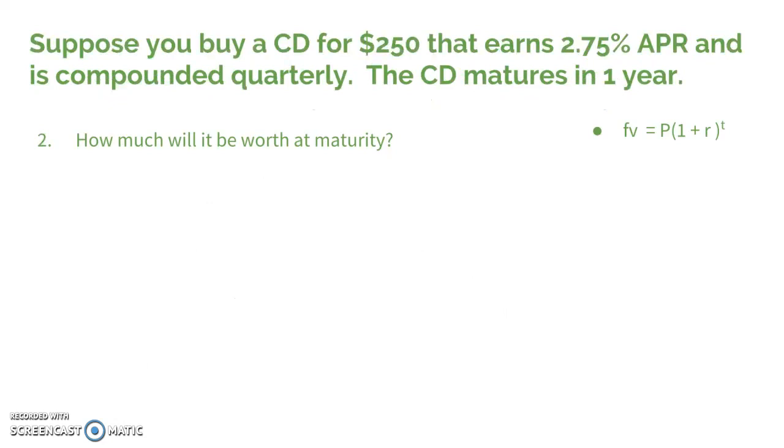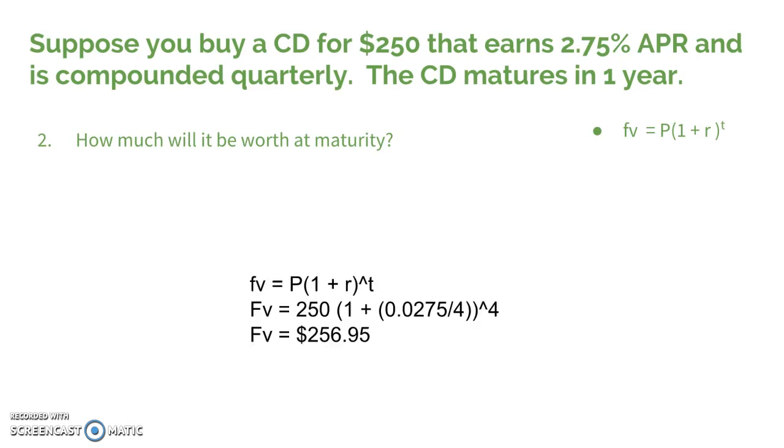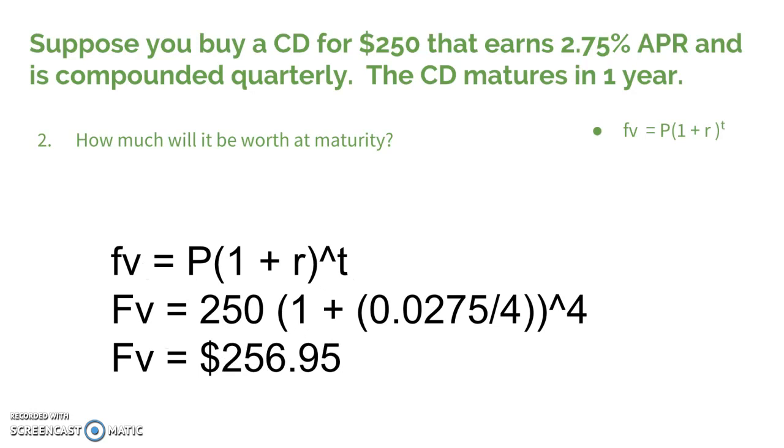Suppose you buy a CD for $250 and it earns 2.75% APR and again is compounded quarterly. The CD matures in just 1 year. How much will it be worth at maturity? Take a moment and answer that question. All right, hopefully you got an answer. Here it is. It will be worth $256.95.